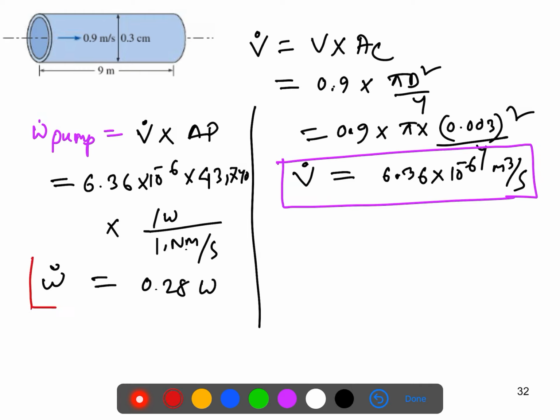So we can say this is the pumping power. This amount of power we actually need to overcome the friction loss. It is due to the viscosity here, and nothing else is working. So this is the pumping power. So this is the second problem.